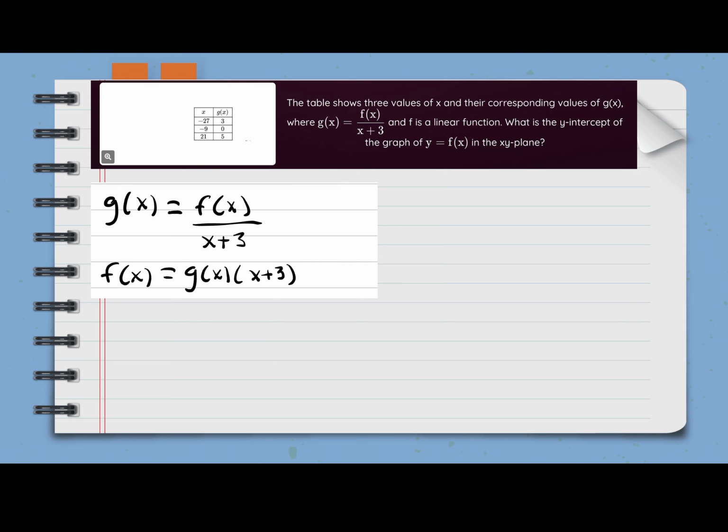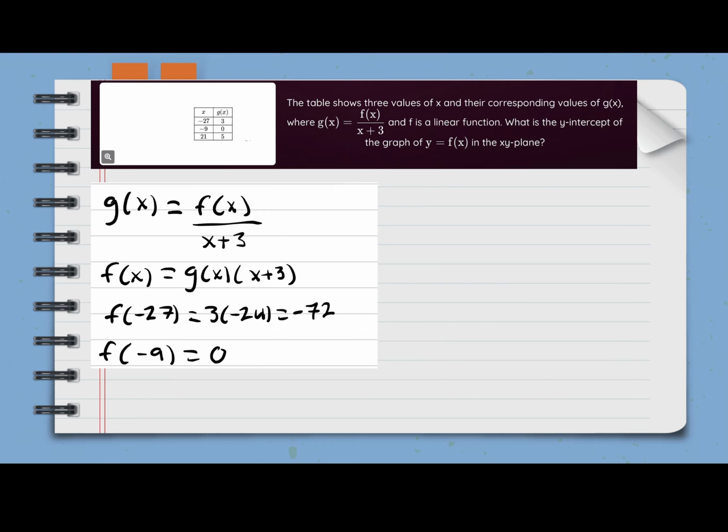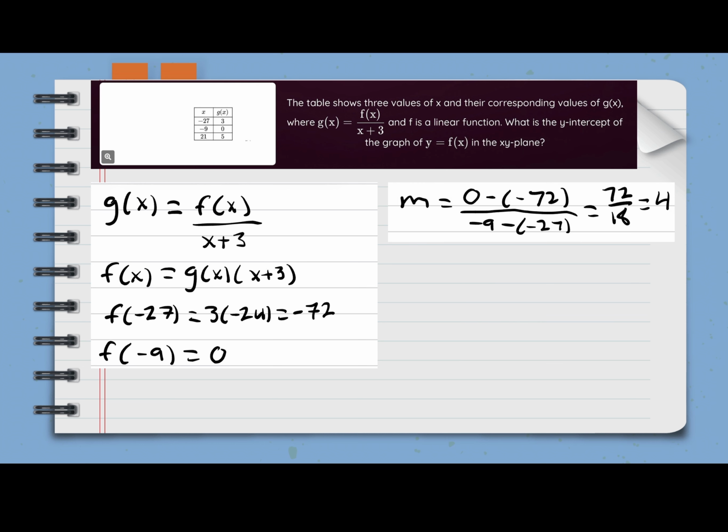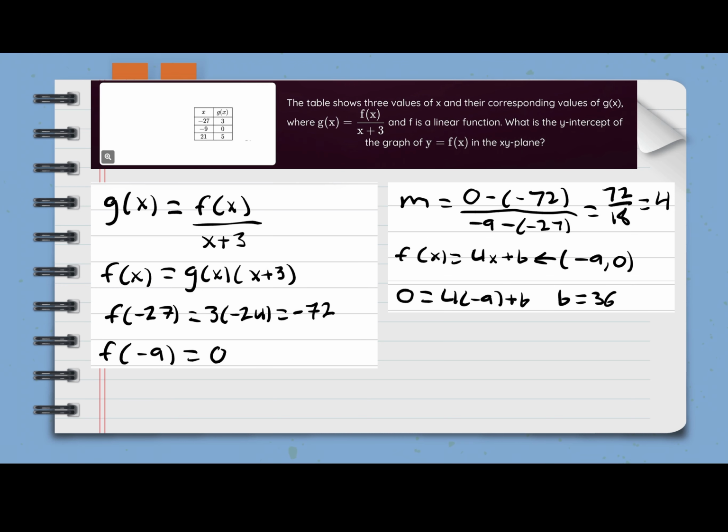And then we can plug in f of negative 27, because that's a number in the graph. And then g of x will equal 3 as well. So that will equal negative 72. And then f of negative 9 equals 0. So using these two values, we can look for the slope. Now again, we're looking for the y-intercept, which means b. And the easiest point to plug in here is negative 9, 0. So we can just plug that in here, and we'll end up with b equals 36, meaning the y-intercept is 0, 36.